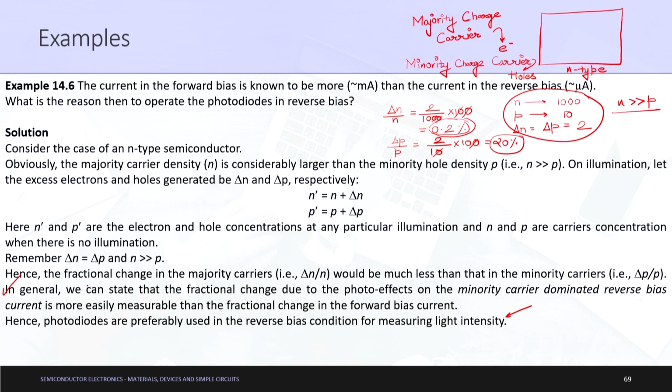Just because the fractional change in majority carrier is very less, it is much easier, or we can say that the minority carrier dominated reverse bias current is more easily measurable. The thing which is more easily measurable would be used in a more efficient state, and that is why we use it. So, in general we can state that the fractional change due to the photo effect on the minority carrier dominated reverse bias current is more easily measurable than the fractional change in the forward bias current, fine. That being said, photodiodes are preferably used in the reverse bias condition for measuring light intensity.